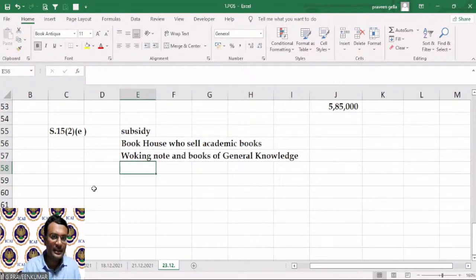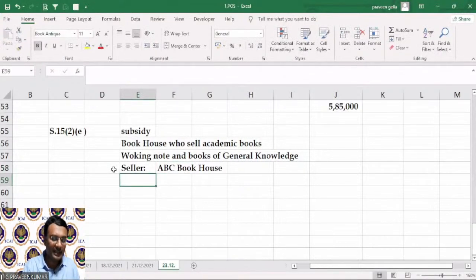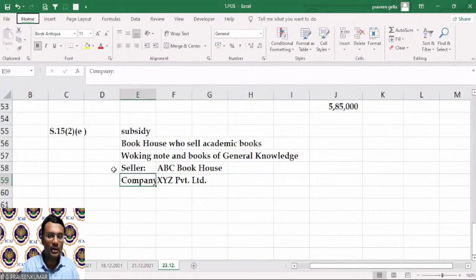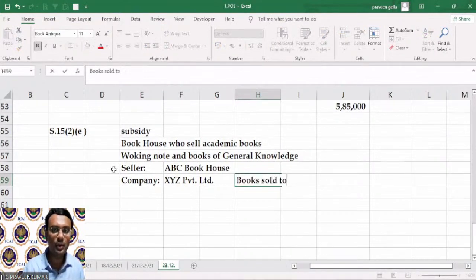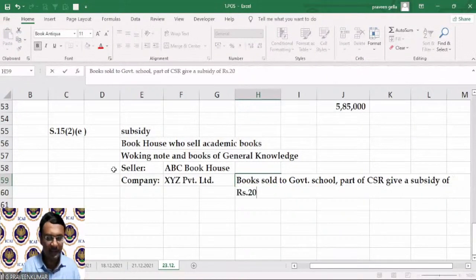Now, there is a seller called ABC Book House. There's a company called XYZ Private Limited. It says that books sold to government school, part of CSR, give a subsidy of ₹20 each.